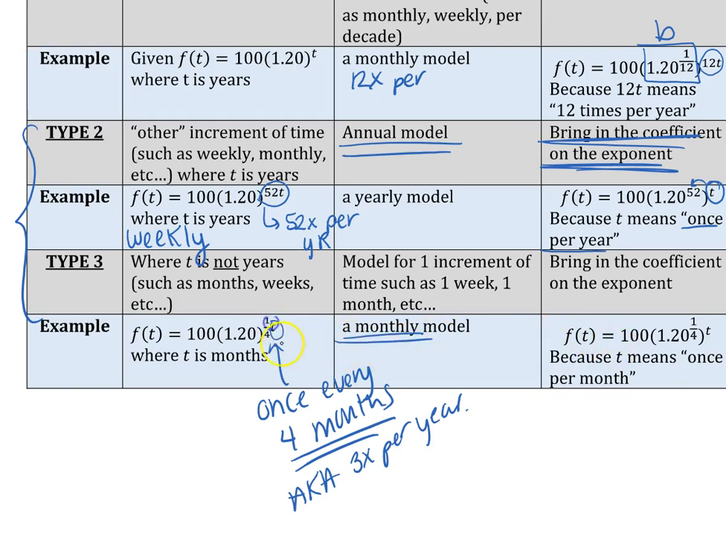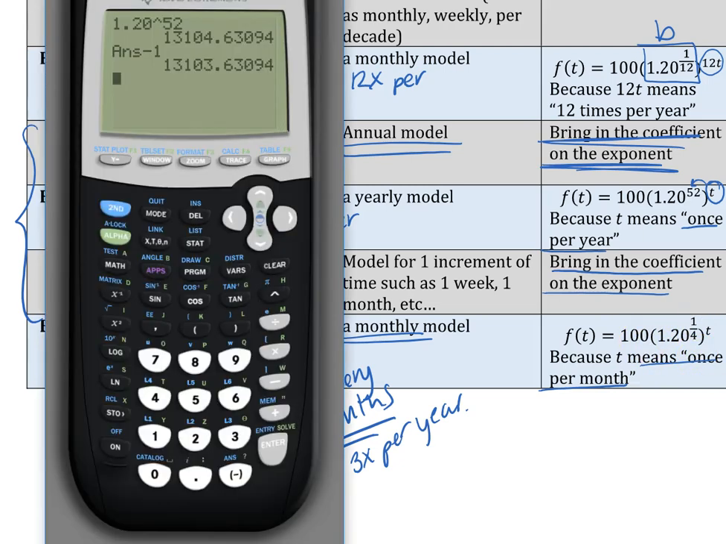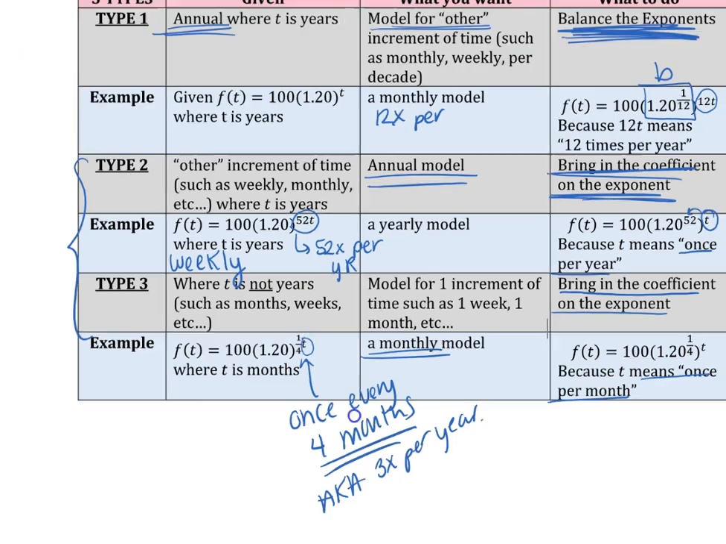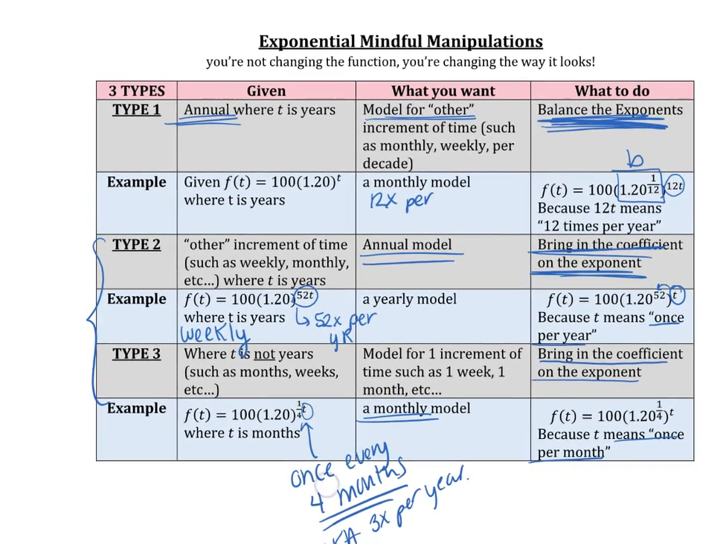Okay, if t is months, I want a 1t, which would be a 1 month, because t means once per month. So again, just like type 2, I bring in the coefficient on the exponent, and then I do 1.20 raised to the 1/4. Okay, so this tells me I'm growing by approximately 4.7% per month, as opposed to 20% per every 4 months. Okay, so this is kind of a crash course in this table, but I would definitely take some time and look at that.